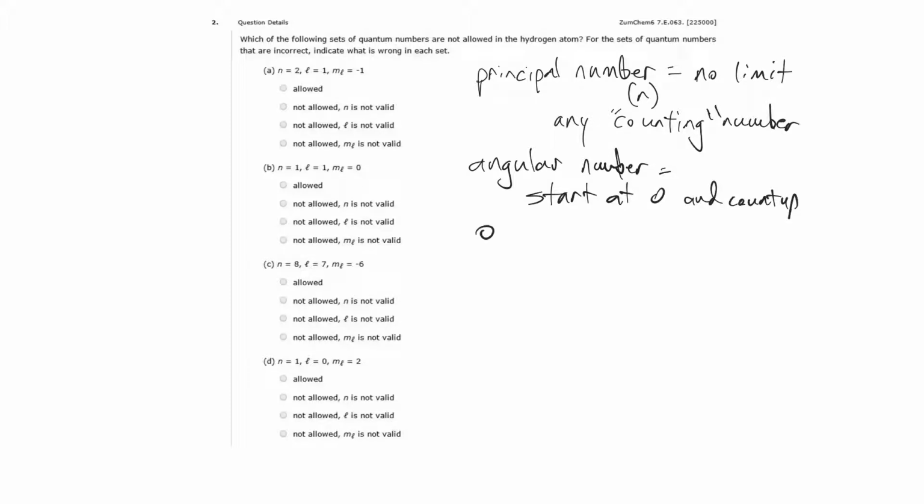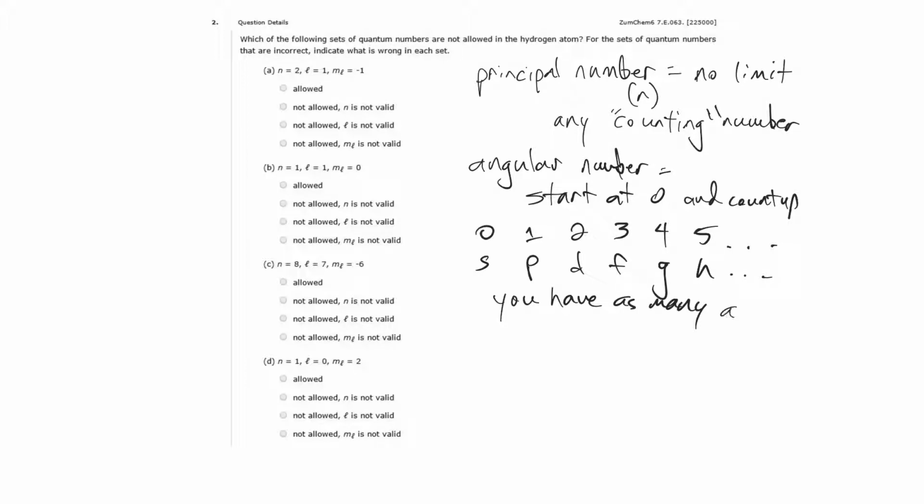So for example, 0 corresponds to an S sublevel, 1 corresponds to a P sublevel, 2 to a D, 3 to an F, 4 to a G, 5 to an H, and so on, because theoretically there's no limit to that. As long as it's a valid angular number, so we call it a sublevel, as is equal to the principal number.